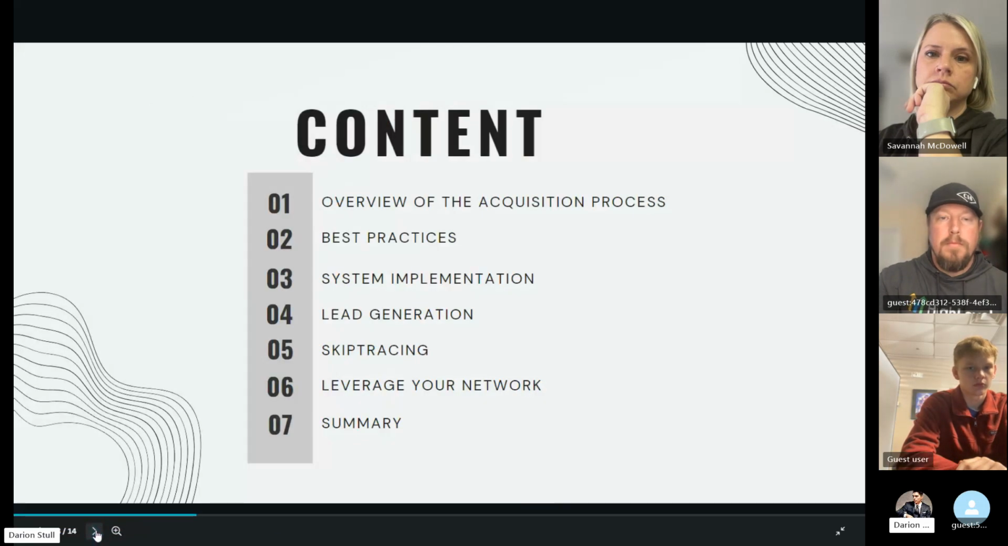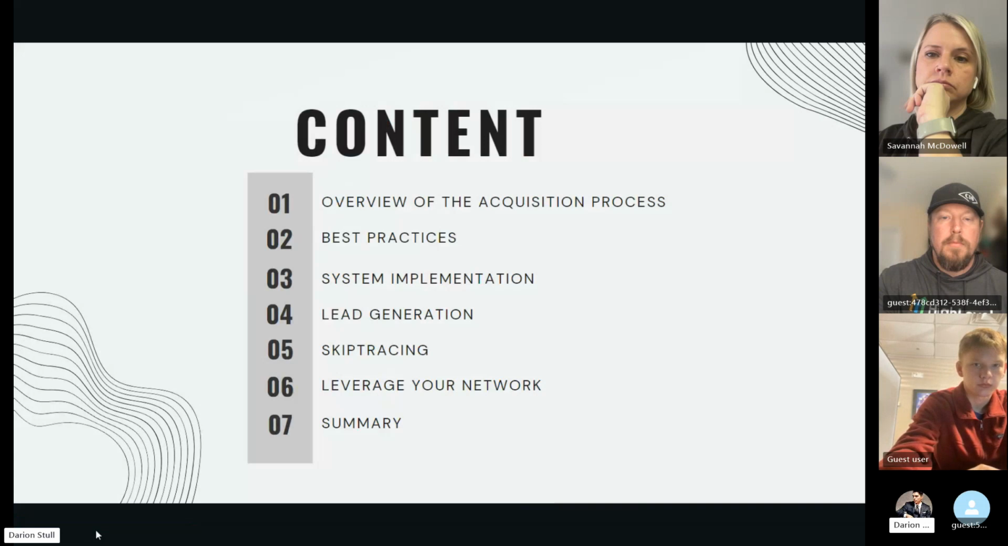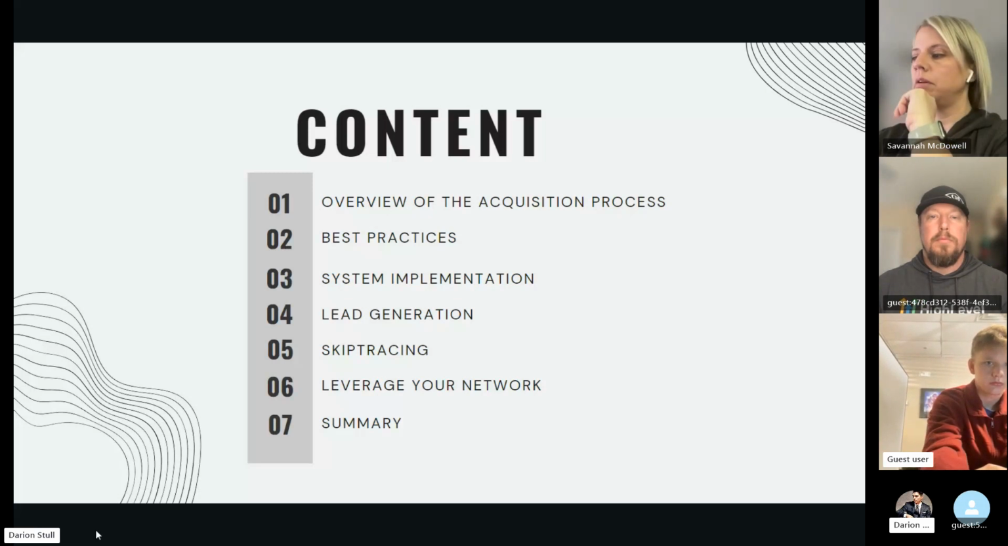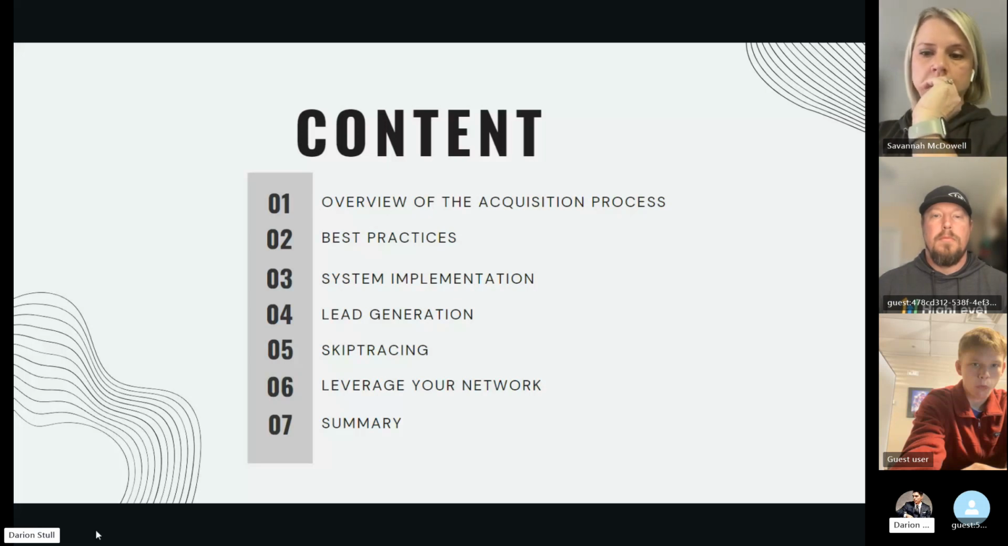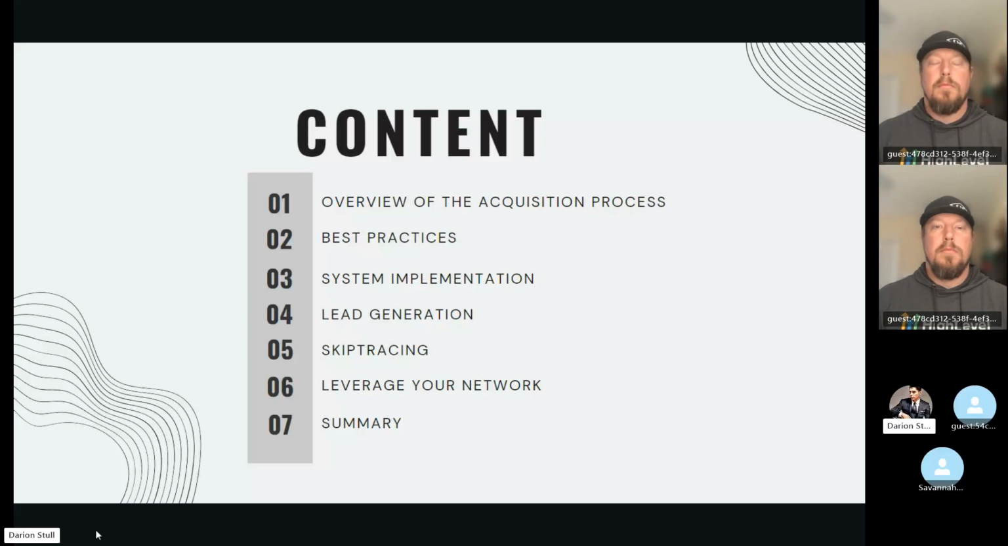There we go. So basically, we're going to look over the overview of the entire acquisitions process. We're going to cover some best practices, system implementation that's kind of needed when doing not just acquisitions, but wholesaling in general, if you want to have a really good, solid business doing this, different lead generation and lead sources that you can start picking apart. Skip tracing, we'll cover what skip tracing is, why that's important. We'll cover leveraging your network, and then we'll just wrap everything up at the end of it.